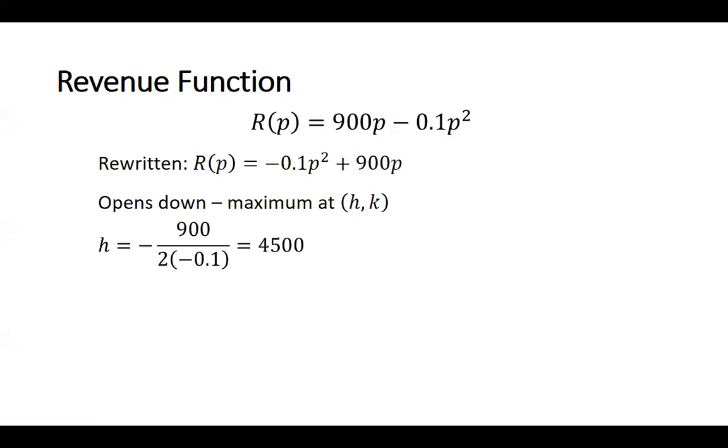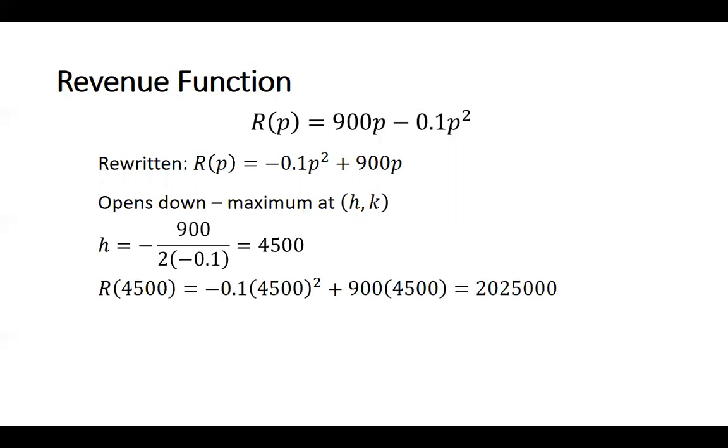I can find h by taking negative b over 2a. And again, that's where it's important that we have them in the right order so that we use the right terms. So negative 900 over 2 times negative 0.1 gives us 4,500. So that's our h. Well, then to find k, the output, we're just going to plug that 4,500 into our function. And I did this into my rewritten function. It would work the same if you plugged it into the original function. In fact, many times it may be better to plug it into the original function because then you know you don't have any mistakes on the way. So plugging that 4,500 in, we get 2,025,000.